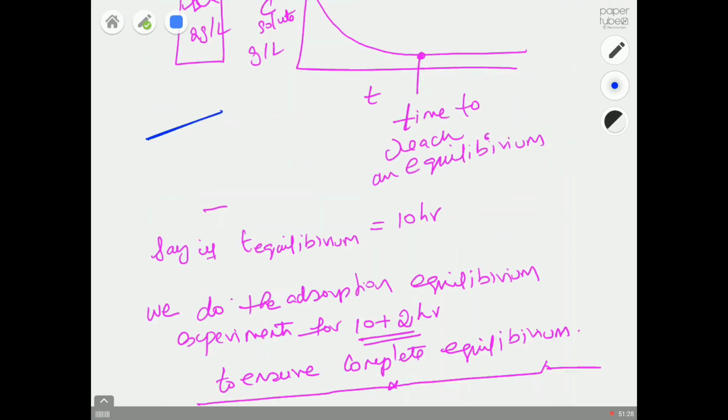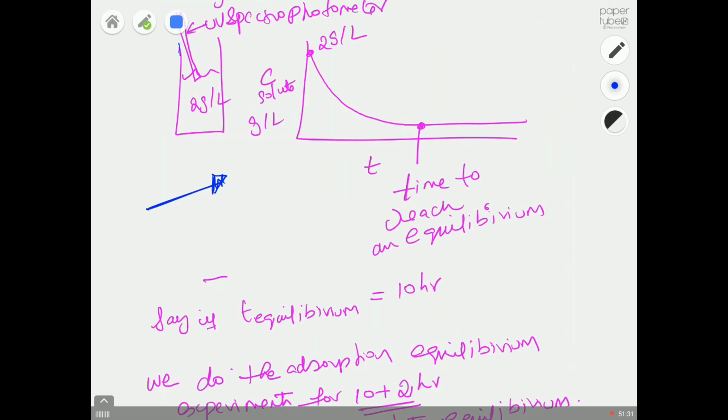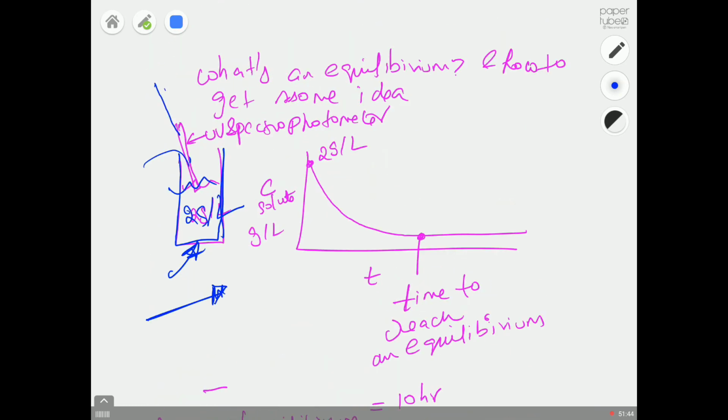Normally we do some trial and error experiment. So we take only one vial, say the concentration is 2 grams per liter, and then we add our adsorbent, and then we start to agitate, and then we put some analytical probe inside your reactor, say a UV spectrophotometer for example, and that allows you to monitor the concentration. So during adsorption, your solute will move from solution to the adsorbent surface. So naturally the concentration of your solute in the solution will decrease. So we can monitor it with the UV spectrophotometer.